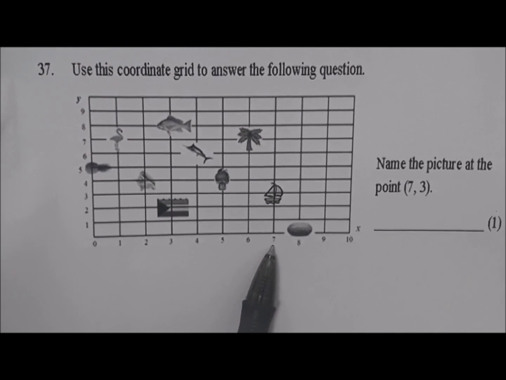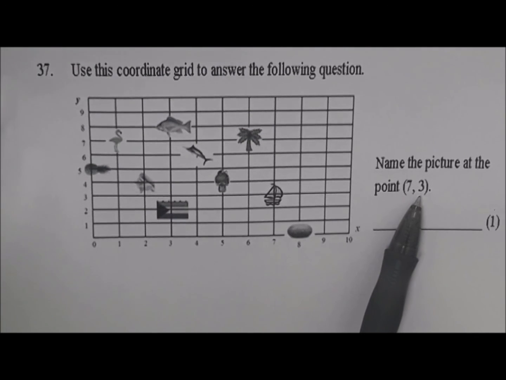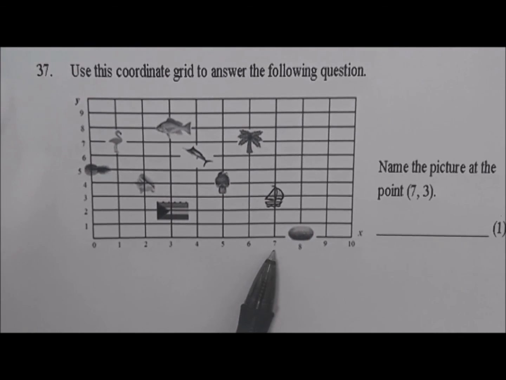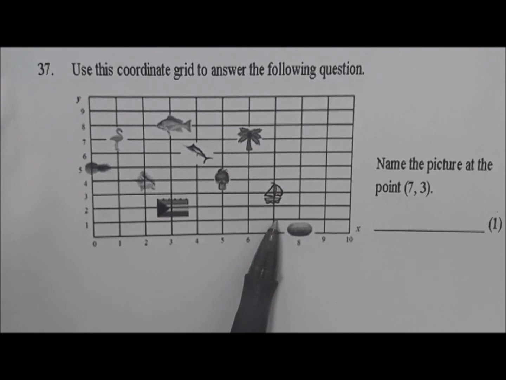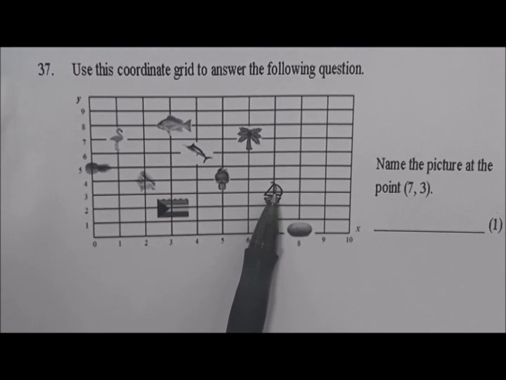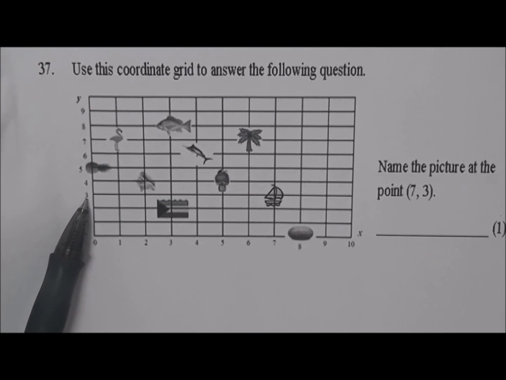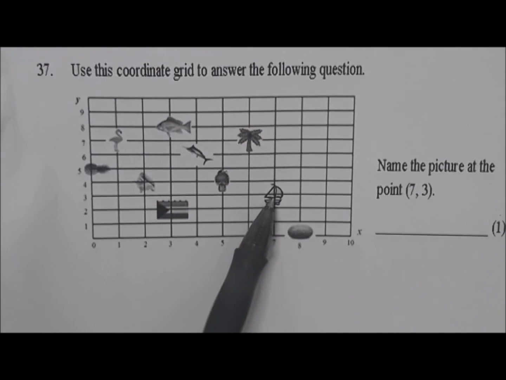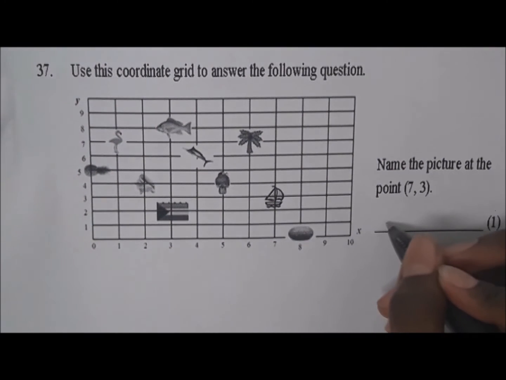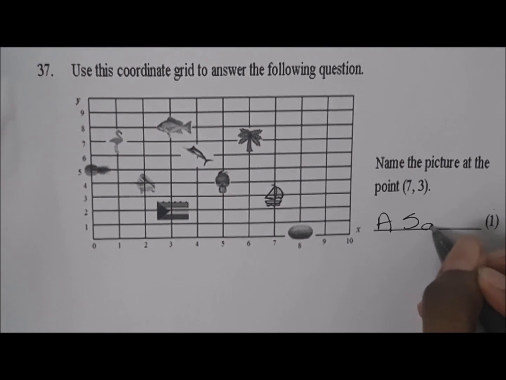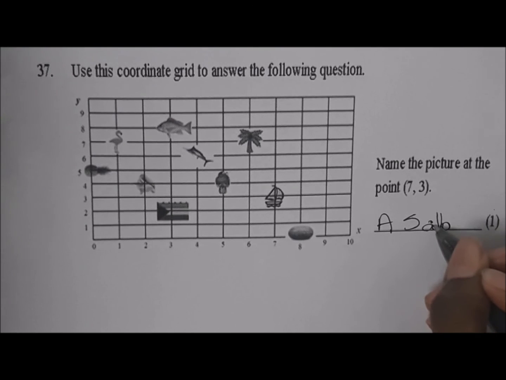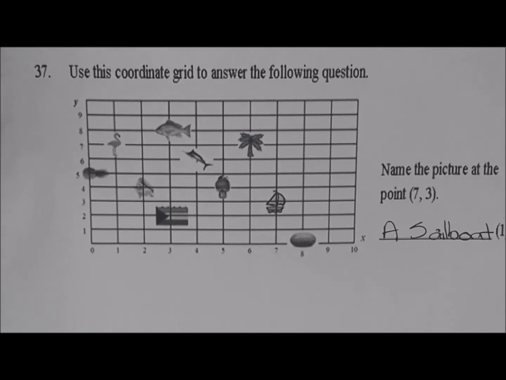Very good. Now the next number is what? 3. So go back to the 7. Go up until you get to 3 on the y-axis. Go across, show them 3. That's 3 on the y-axis. Go back to the picture. So that picture is at 7, 3. What's the name of the picture? A sailboat. Write it in. Sailboat. Okay, you could have also written boat. You would get that correct as well.